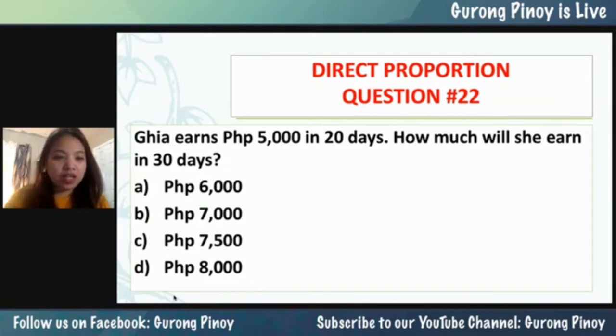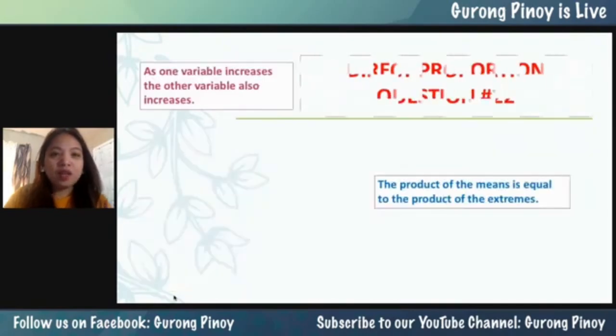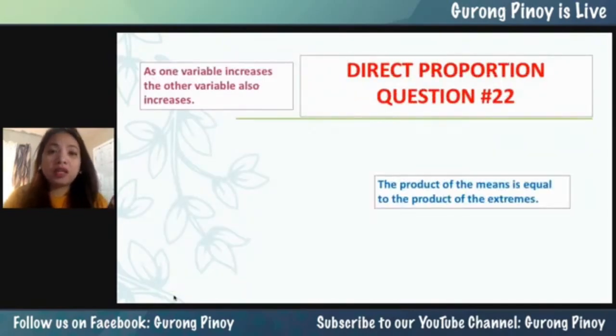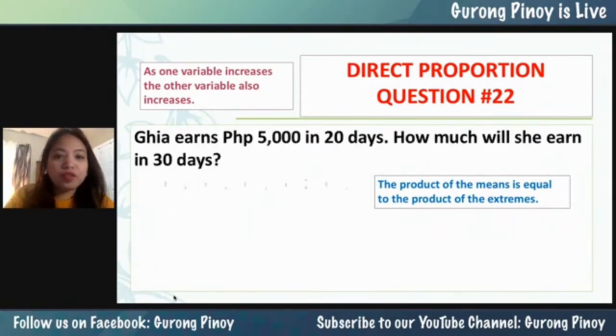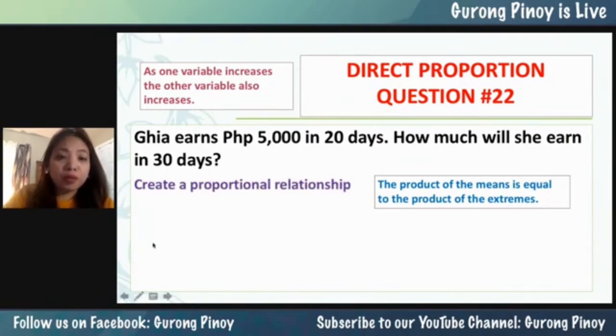So let's see, the answer here is letter C, which is 7,500. Okay, let me just give you a quick and mini lesson for this one. Direct proportion means as one variable increases, the other variable also increases. So kapag tumataas yung isa, tataas din yung isa, bababa yung isa, bababa rin yung isa. Direct proportion. Okay? So for this one, obviously, direct proportion nito, syempre kapag mas matagal kang nagtrabaho, mas madami yung perang makukuha mo.